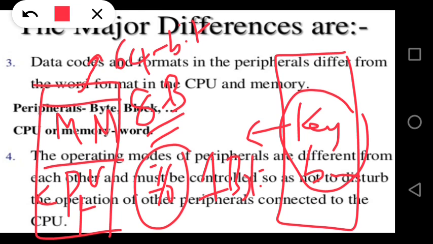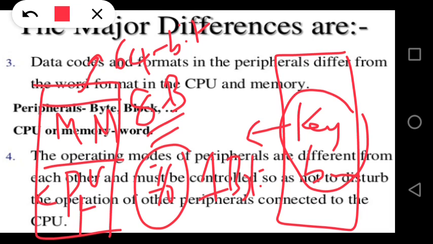The next reason is that the operating modes of the peripherals are different from each other and must be controlled so as not to disturb the operation of other peripherals connected to the CPU. So it is also a job of the I/O interface to handle all the I/O devices, because all the I/O devices are not manufactured by the same vendor. Each device might be manufactured by a separate vendor. In this case, it is required to control those I/O devices. That is the job of the I/O interface.